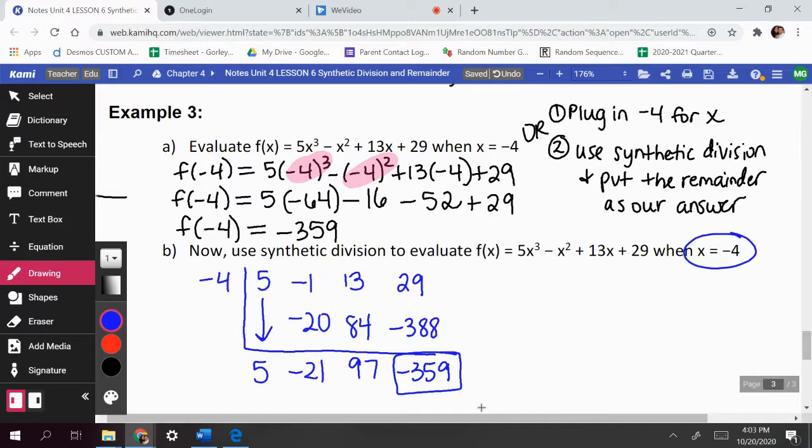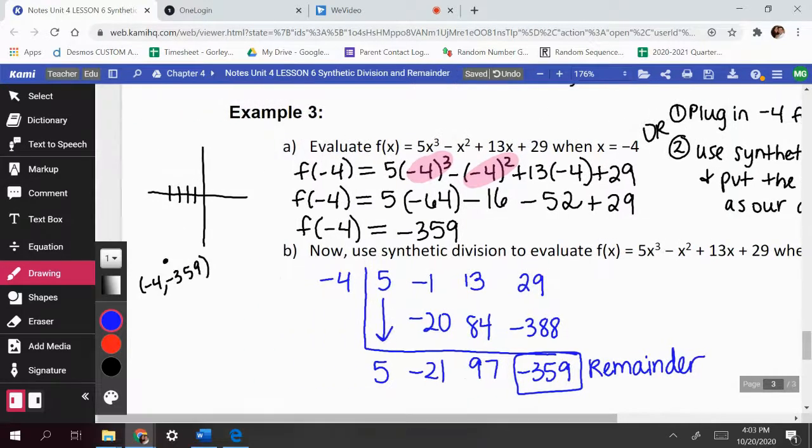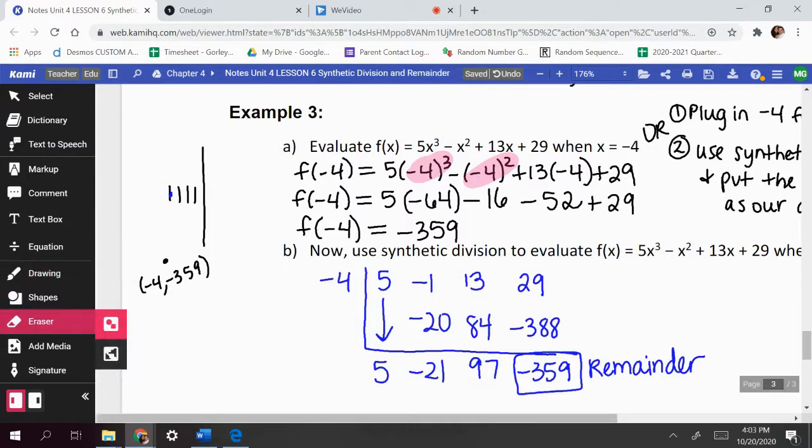And remember the last number here is my remainder. Right? If the remainder was 0, then there would be no distance from the x-axis, and it would be right on the x-axis. Okay, but since it's negative 359, you know you're going down 359 from the x-axis. Okay, I like when the remainder is 0 because then I have an x-intercept.